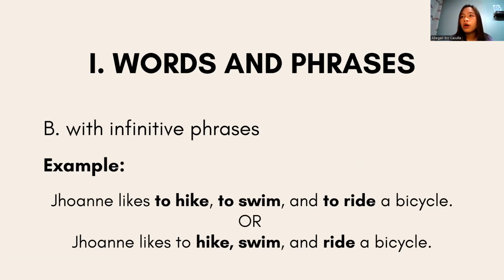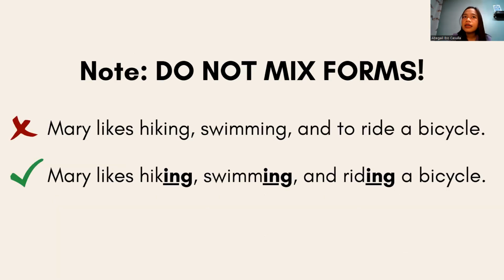Or we can also use another form for the parallelism. Joanne likes to hike, swim, and ride a bicycle. So there we can see that the word to is only used once before the first verb, that is hike. So to hike, and then swim, ride a bicycle. These are the things we have to take note of.